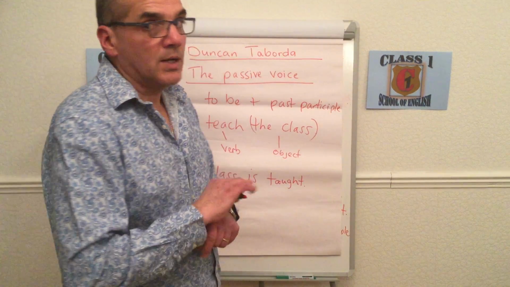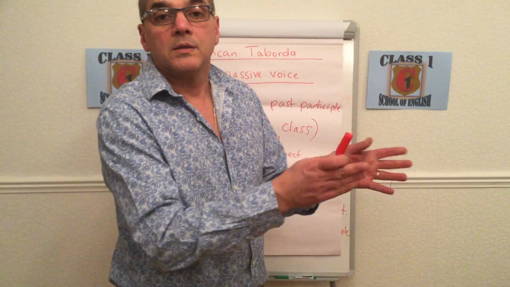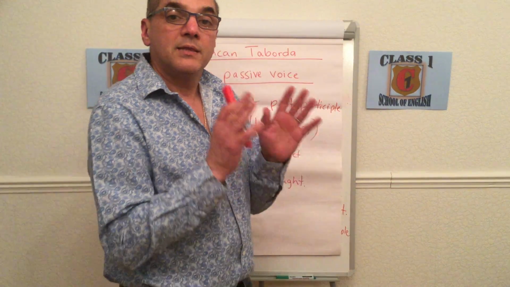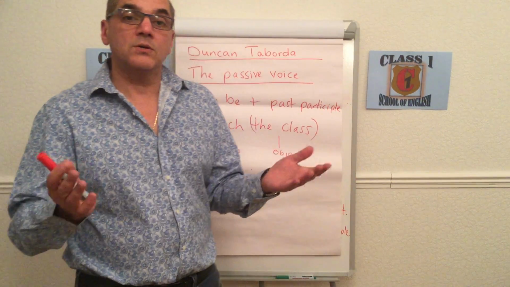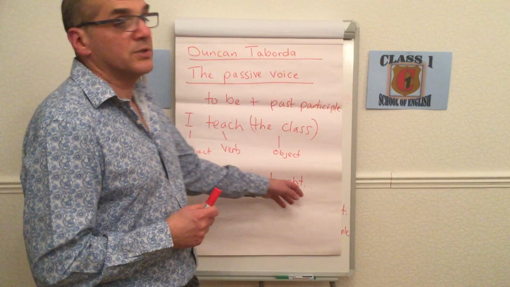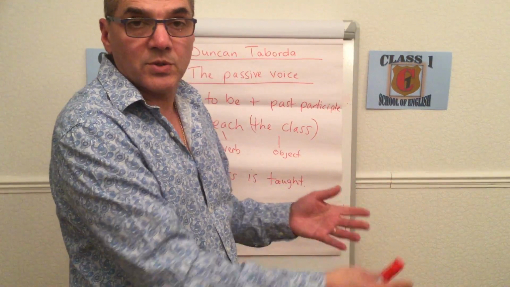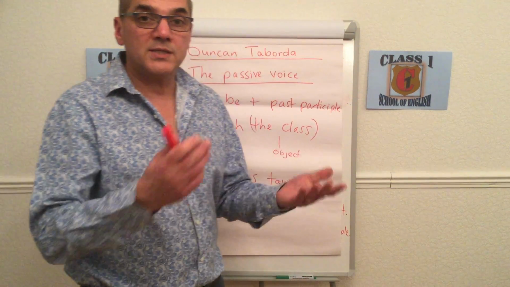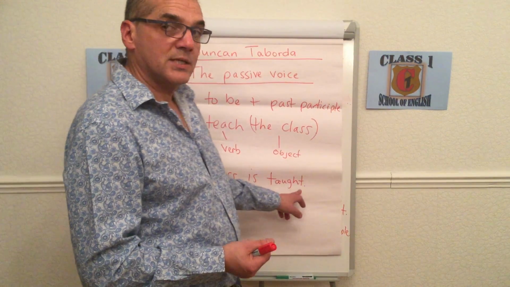So I'm not interested, I don't want people to know that I'm the one who's giving this class the tuition. All I'm interested in is that people know the class is receiving the tuition it needs. So I don't need to mention me. Now I can put "by me" at the end. There's nothing stopping me from doing that in the passive voice. The point is that I don't need to. So in this case, my passive voice sentence has become: the class is taught.